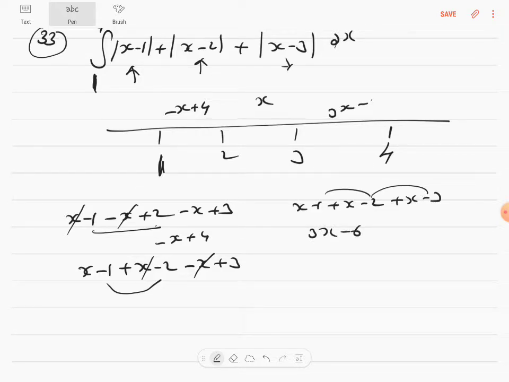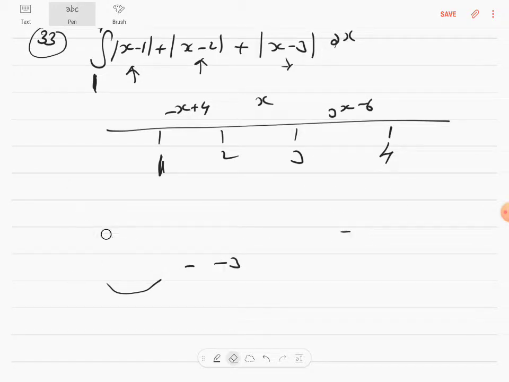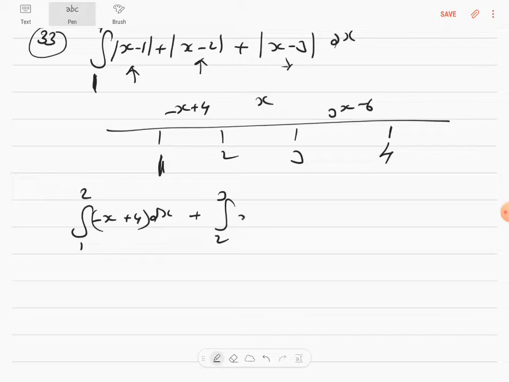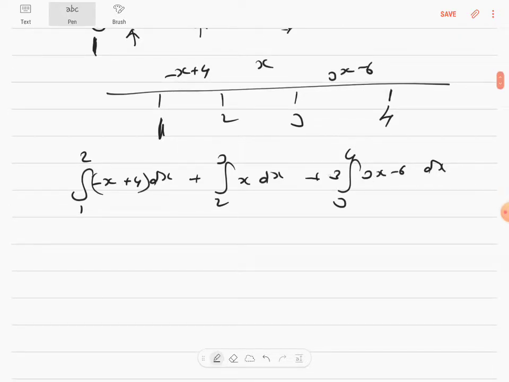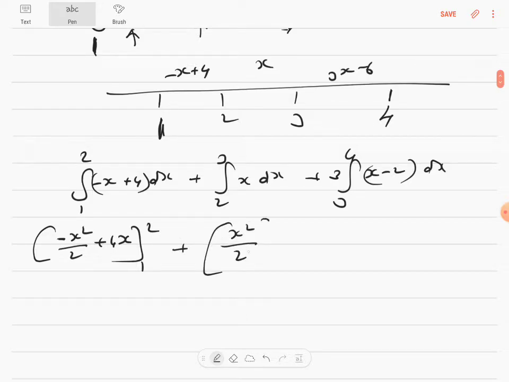So 3x minus 6. Thus you have to find the formulas corresponding to each interval, and then you can integrate: from 1 to 2 minus x plus 4 into dx, plus from 2 to 3 x into dx, plus from 3 to 4 3x minus 6 into dx. This is nothing but you can take 3 out and it becomes x minus 2 into dx. So it will be minus x square by 2 plus 4x integrated from 1 to 2, plus x square by 2 integrated from 2 to 3, plus 3 into x square by 2 minus 2x integrated from 3 to 4.